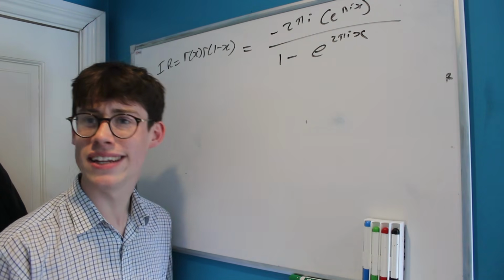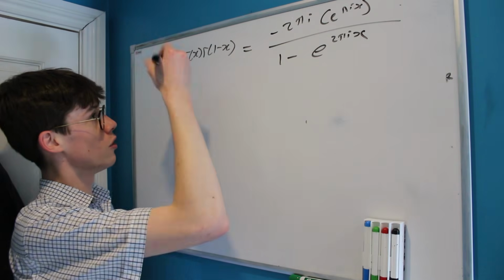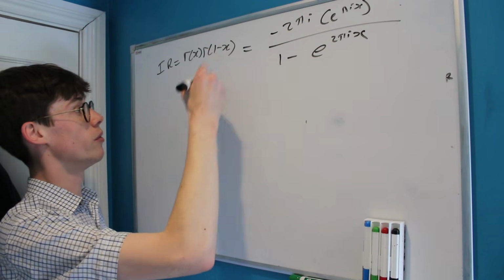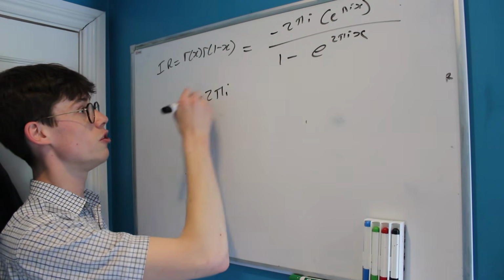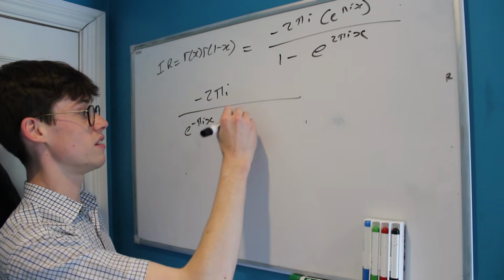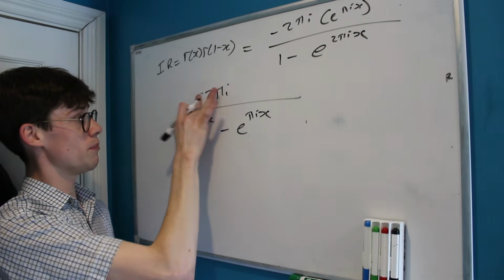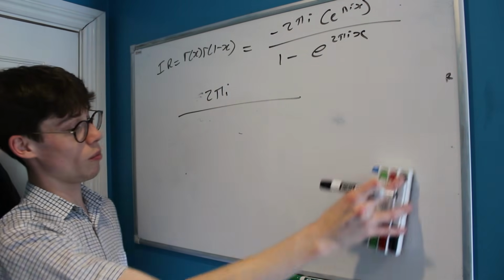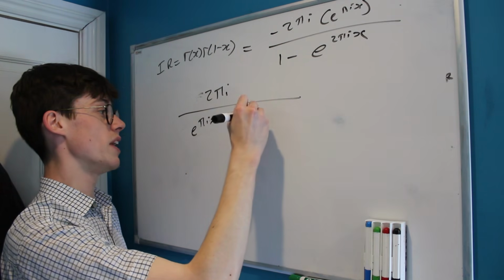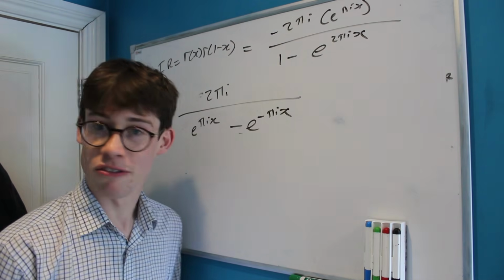And anyone who's seen the complex definition of sine might suspect what's coming next. We're going to multiply by e to the negative pi i x on the top and the bottom of our fraction, leaving us with negative 2 pi i divided by e to the negative pi i x minus e to the pi i x. And we've got a negative here. If we get rid of that and then we swap the direction of subtraction in the denominator, we've reached what we're looking for.